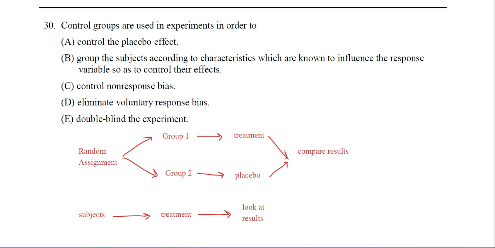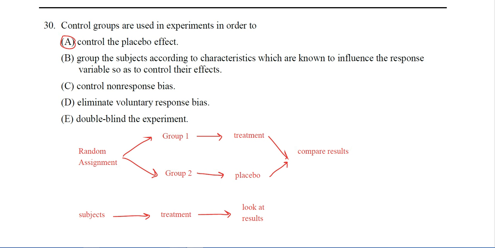Okay, and if they're similar, then we can conclude that the treatment is not effective. But if the results from group 1 are much better than the results from group 2, then we've got evidence that the treatment is effective. Okay. So the answer here to question 30 is that control groups allow us to control or measure the placebo effect. Okay. Now let's take a look at the other 4 choices.